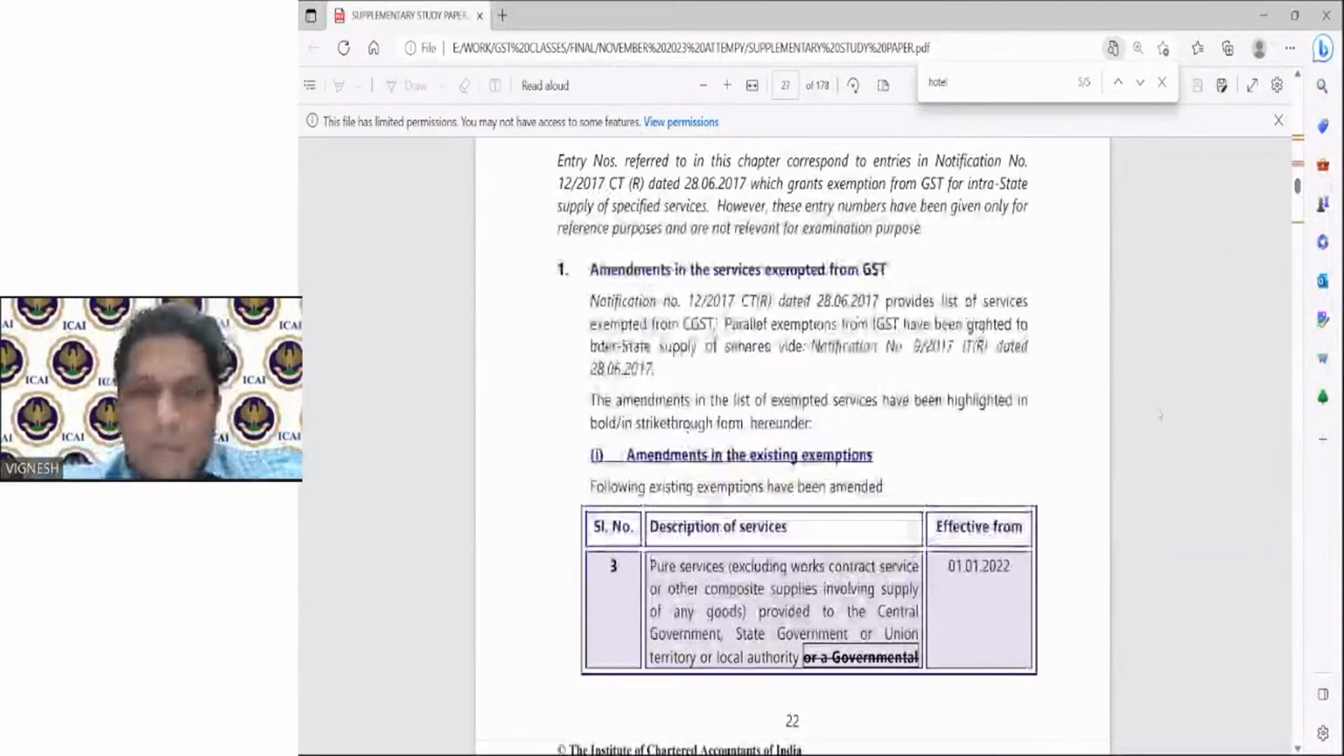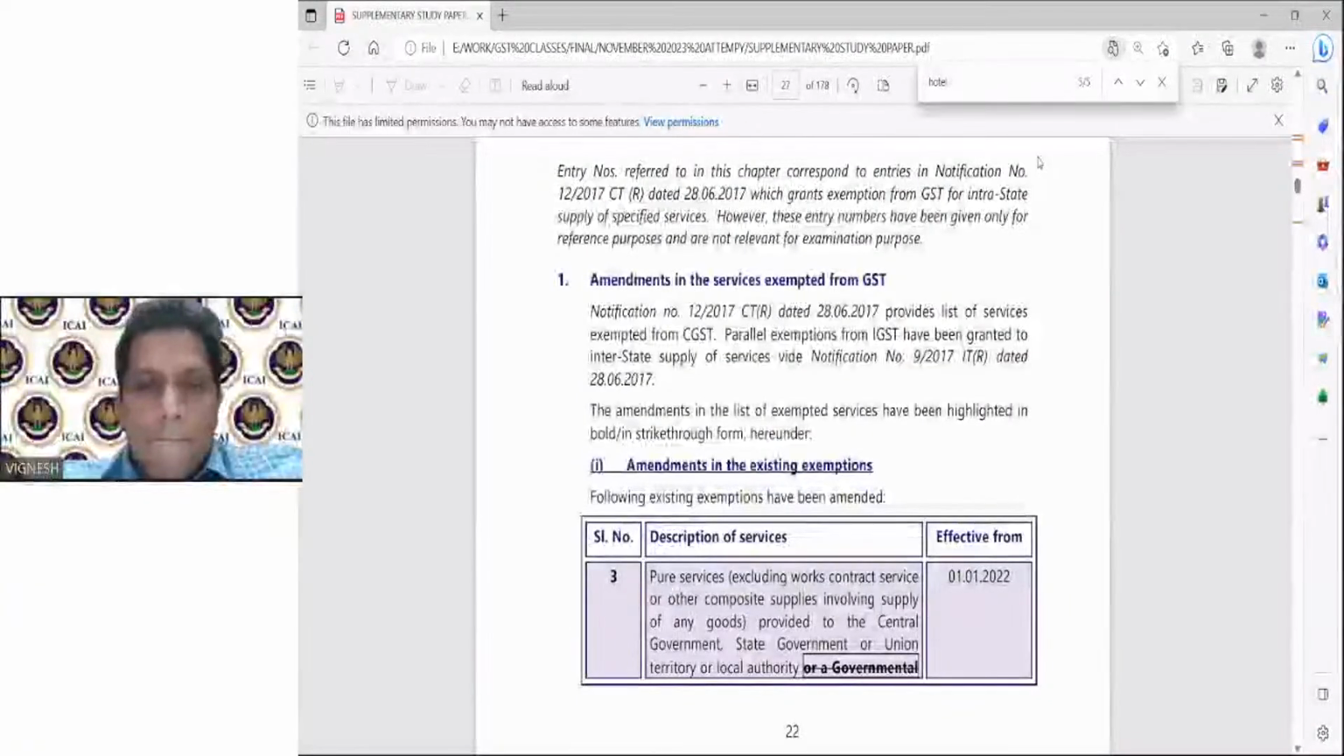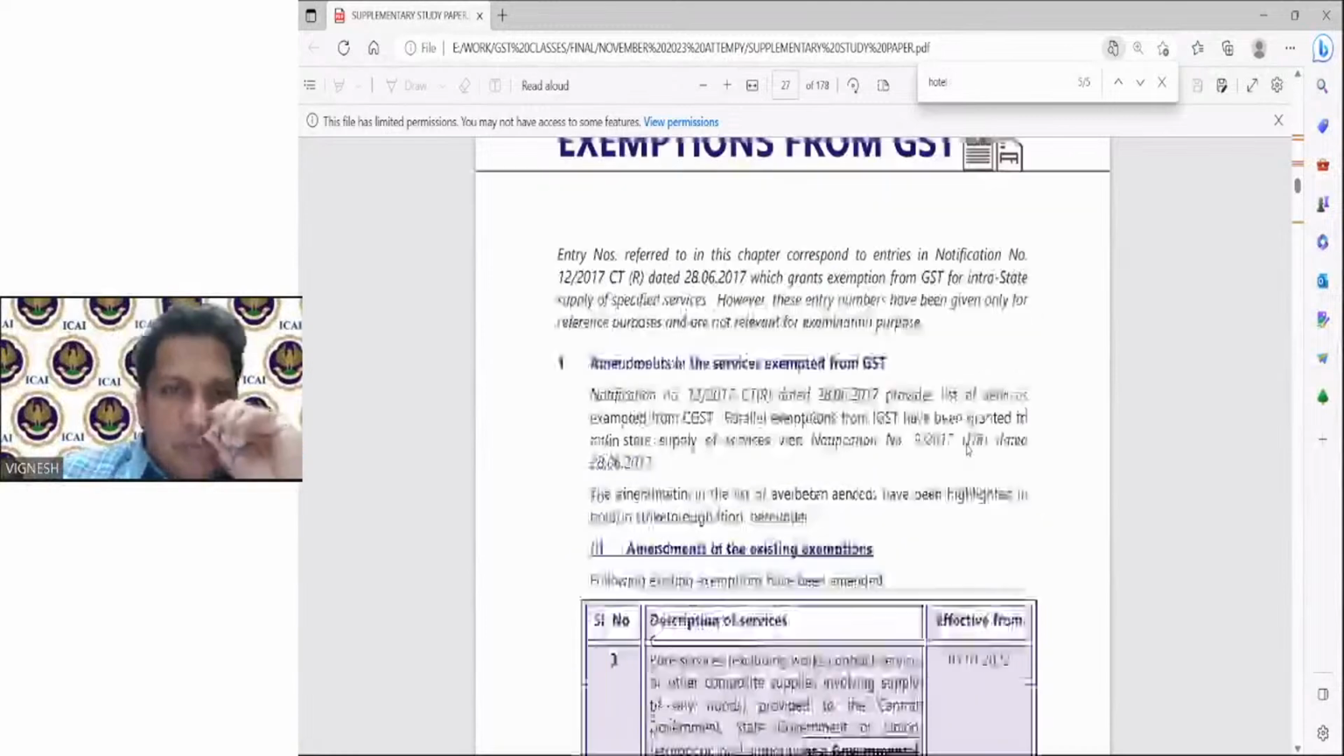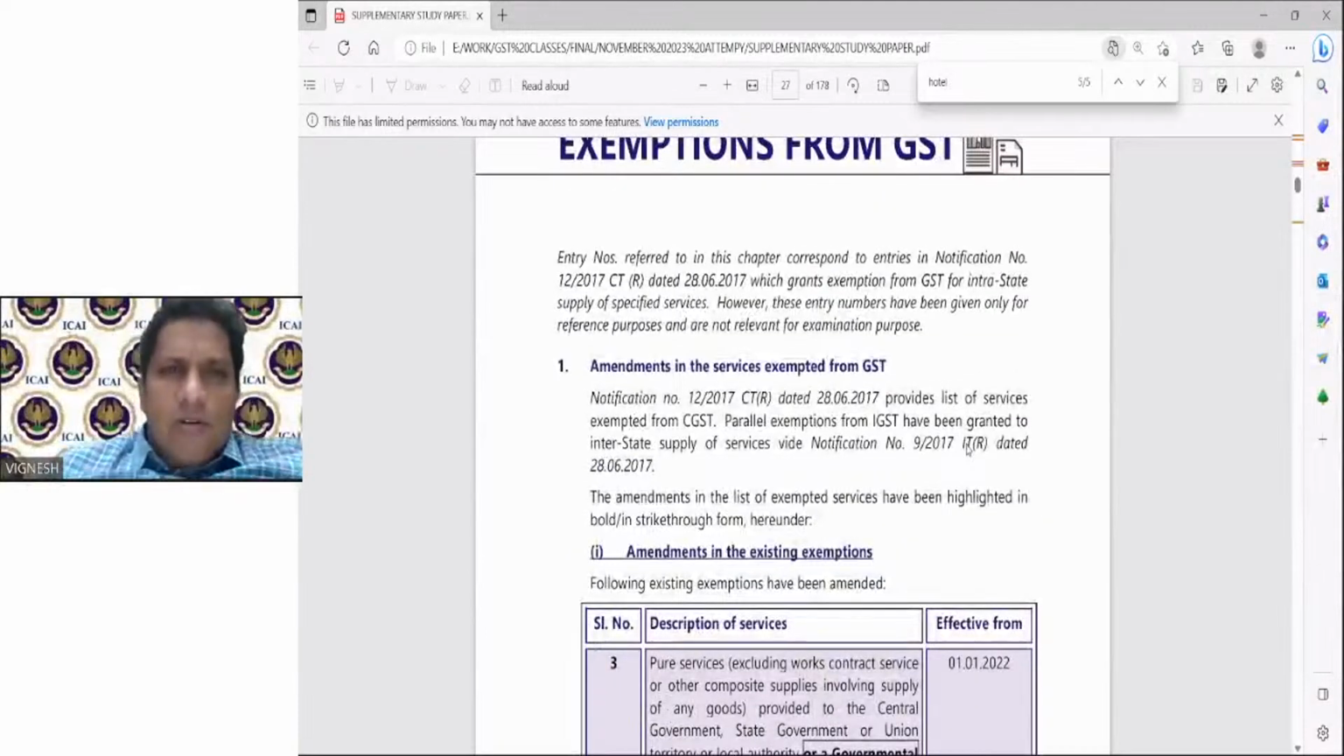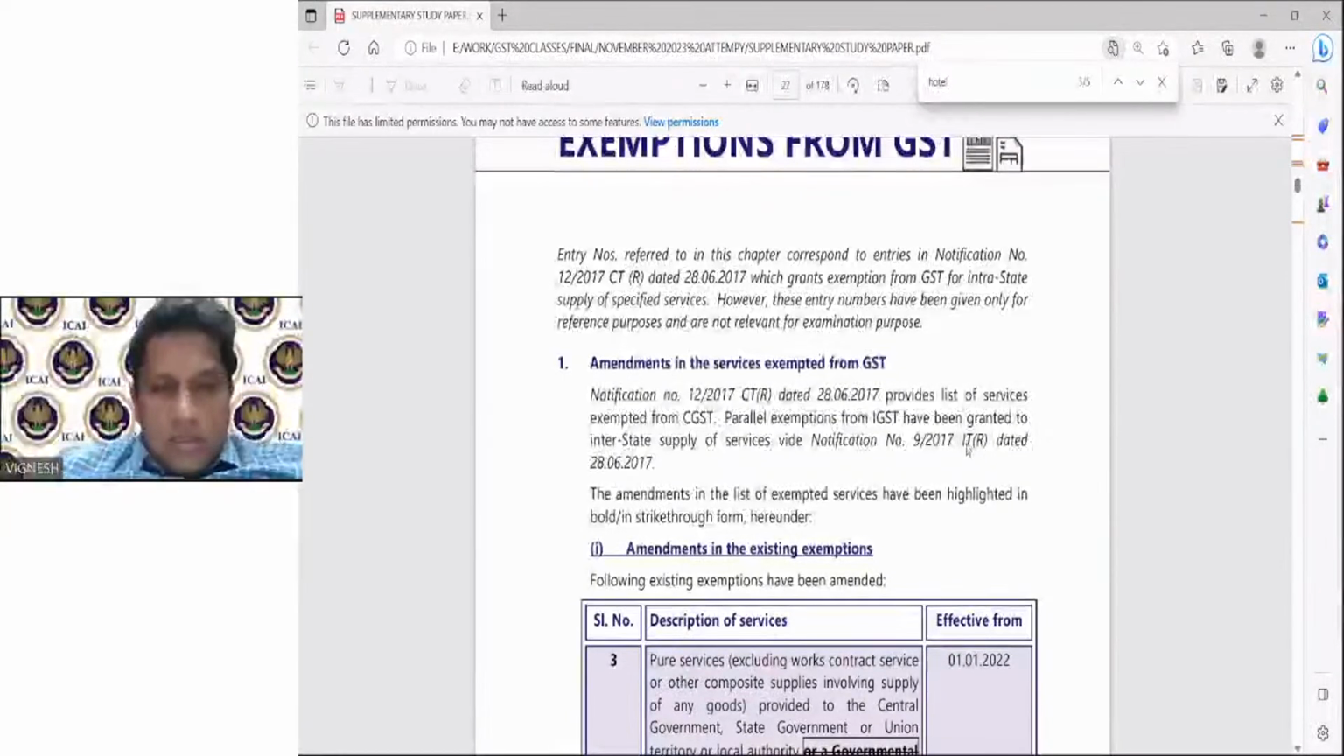Exemptions from GST. These are the amendments. All these amendments were very critical. I would in fact go to an extent to say, when you're doing the exemptions topic, kindly look at the amendments first, this supplementary paper, and then go to the main study notes. Okay, so what are the amendments?